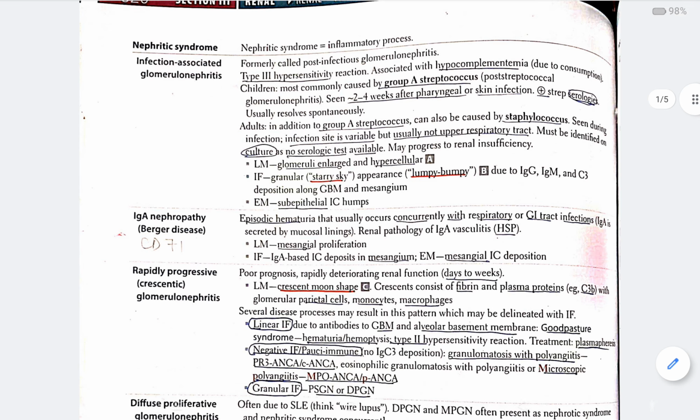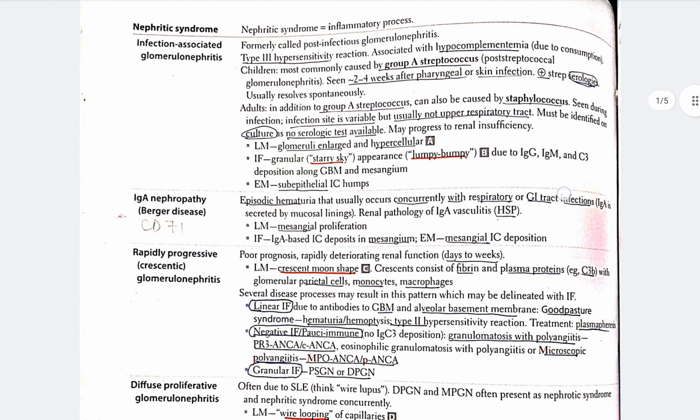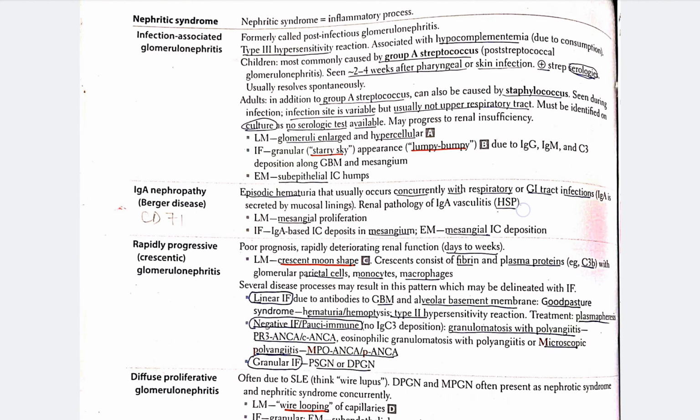Then the next entity we have is IgA nephropathy. IgA nephropathy, also known as Berger's disease, is linked with CD71. It is episodic hematuria that usually occurs concurrently with respiratory or GI tract infections and is related to Henoch-Schonlein purpura.